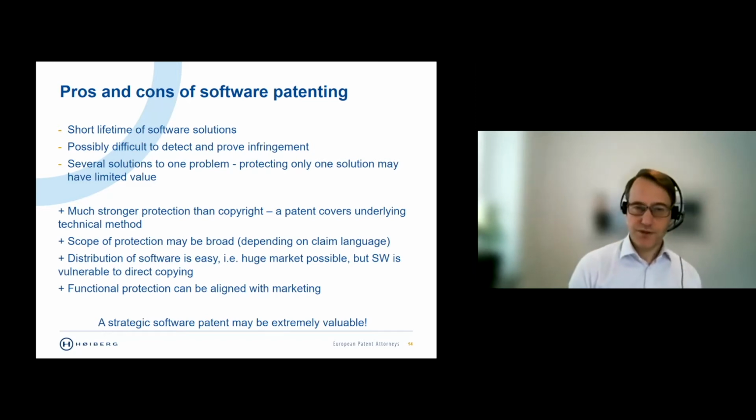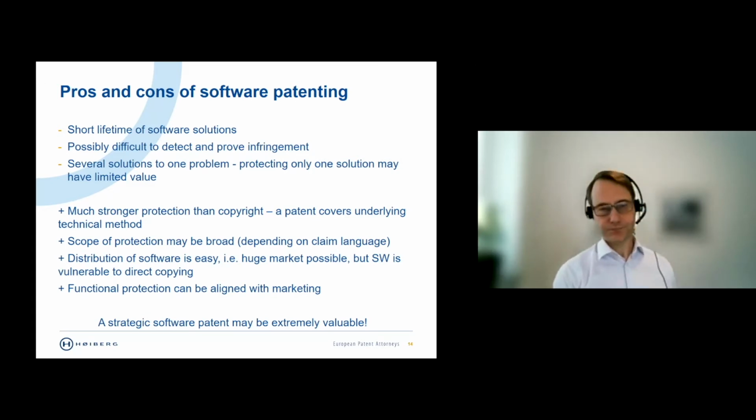Okay, so these are possible disadvantages. It's not always the case, because, for example, sometimes you know that what an infringer does will be visible in an application. So you can actually prove it just by showing what he's doing on the screen, more or less. So it's not always true. But I agree that most of the time it's difficult to get the value of a software patent that is really strong.